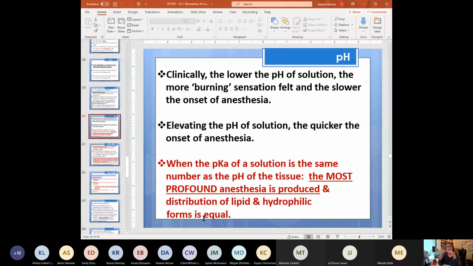But even if the numbers are both 7.7 and 7.7, whatever the numbers are, even if it doesn't match the 7.4 of our pH, anytime those two numbers match, let's say they're both 7.2, that would be the most profound anesthesia they could get. And that's all you need to know.